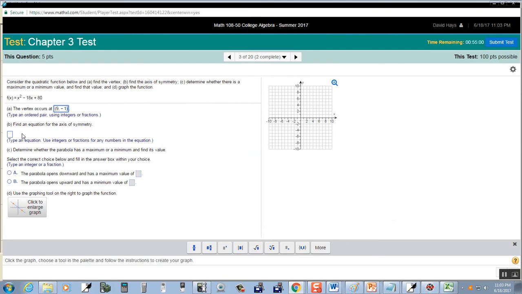Find the equation for the axis of symmetry. Well, that'll be x equals whatever the x part of our vertex was. Our graph's opening up, which means it has a min. Let's see, opens upward and has a minimum value. And this will be equal to the y part of our vertex, which is negative 1. Use a graphing tool.